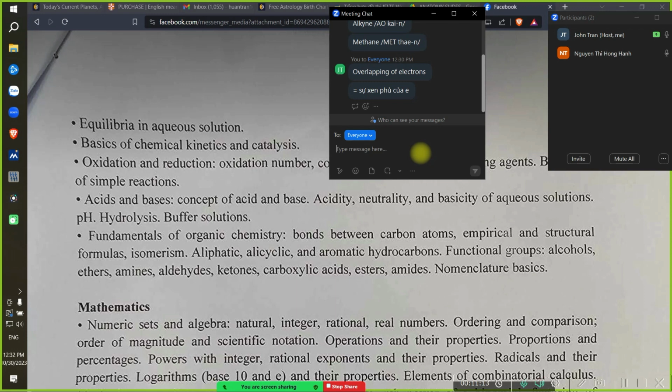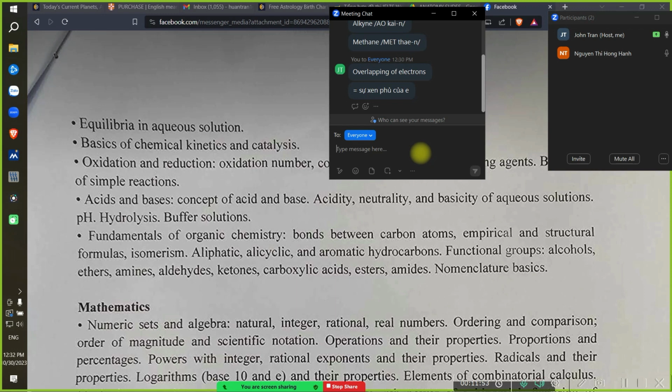I also come to the hybridization. This one is kind of new to me because in high school I think they didn't tell us this part. It's like lai tạo, đúng rồi. It's overlapping of electrons, yes. Because this one is basically a higher level, and maybe they didn't tell you about this one.